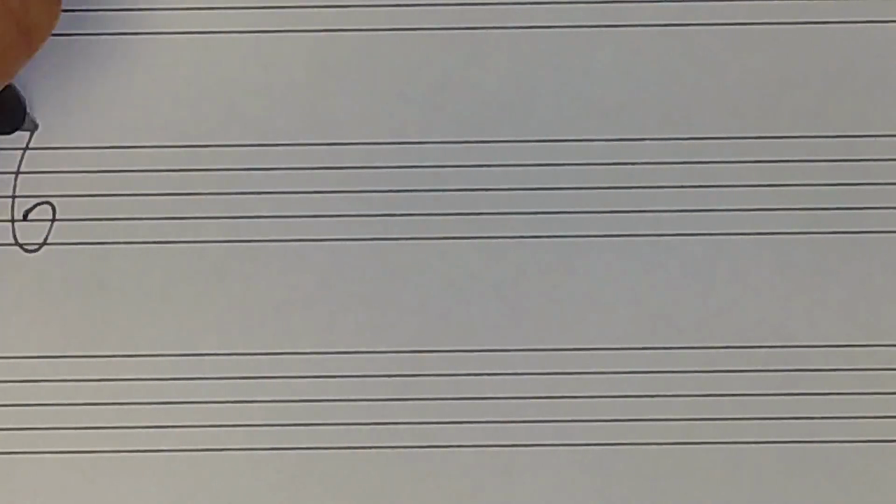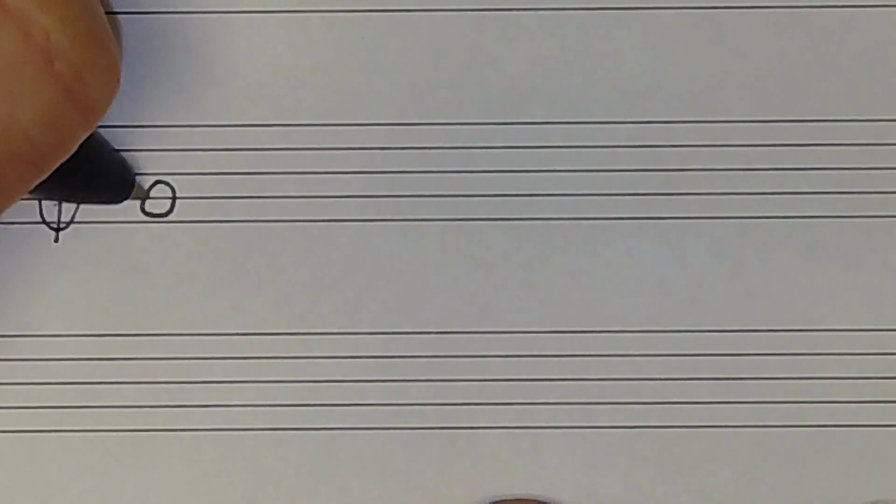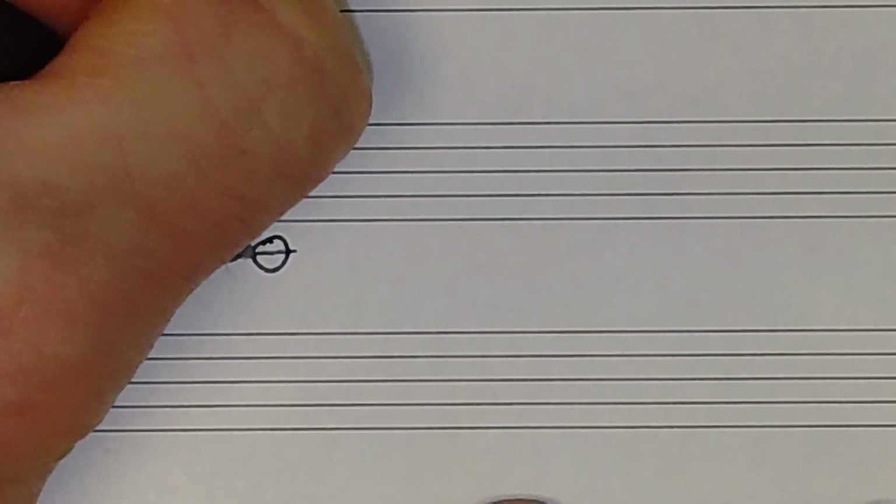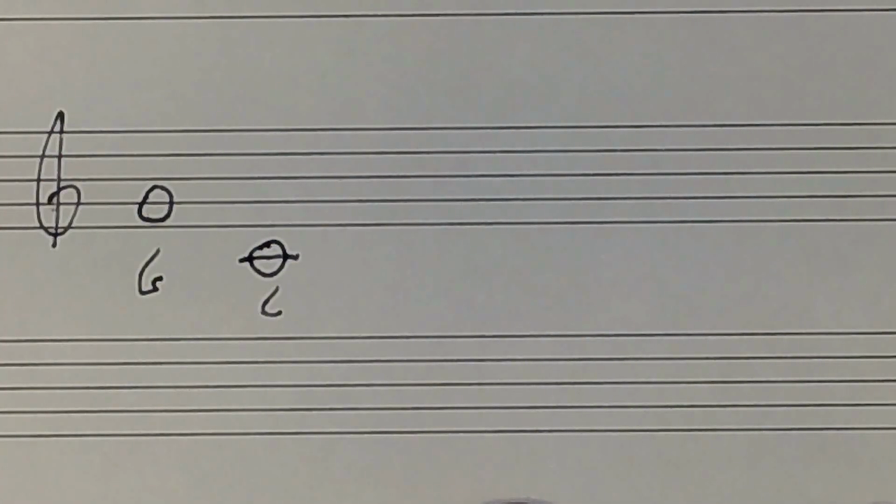So if I draw my treble clef here again, remember that note that was in the middle of this treble clef is a G. That's a super helpful one to be able to find. And then I'm also going to draw a ledger line below the staff, and that one is C. Okay, we've got G and we've got C.